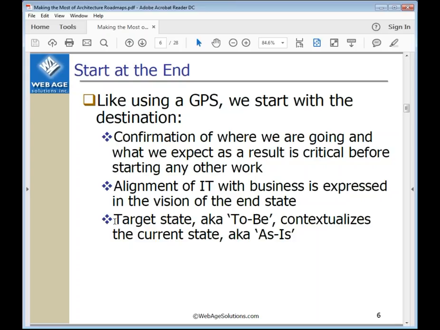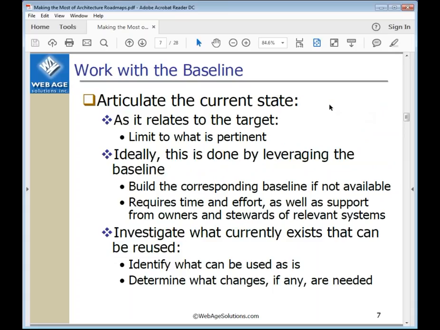So with this as well, when we have the target state defined, it's going to contextualize the as-is, or the current state. So I need the to-be first in order to understand in architecture terms what my starting place would be. And that brings us then to working with the architecture baseline. We need to articulate our current state as it relates to where we want to go.